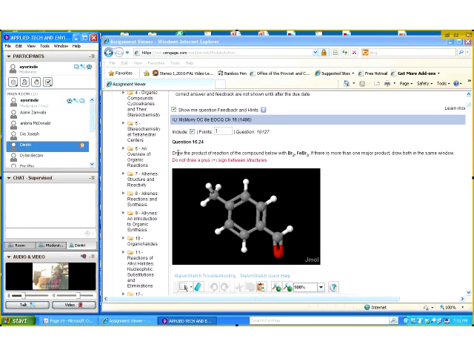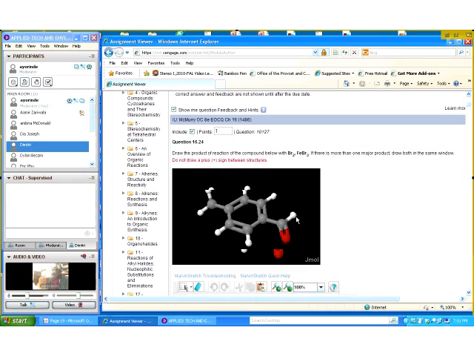Stephanie, can you go ahead and read this question for us? Draw the products of reaction of the compound below with Br2 FeBr3. If there is more than one major product, draw both in the same window. Excellent. Okay, so they want us to draw the product of the reaction of bromine with this molecule here. In essence, they want to perform bromination on this molecule.